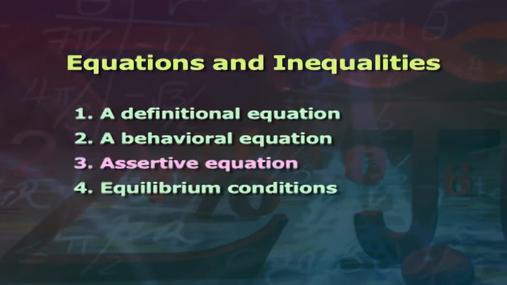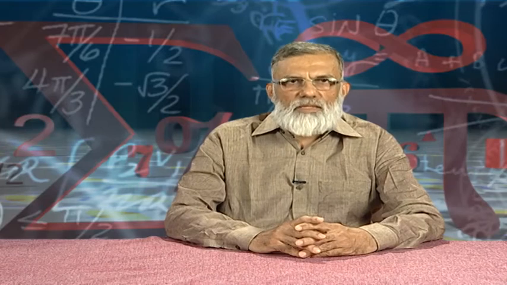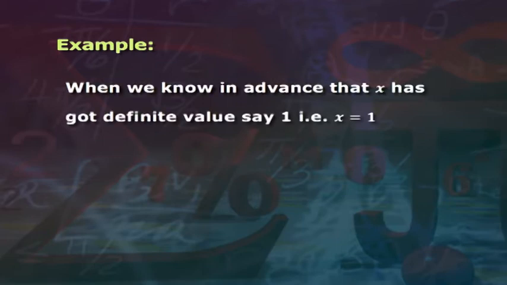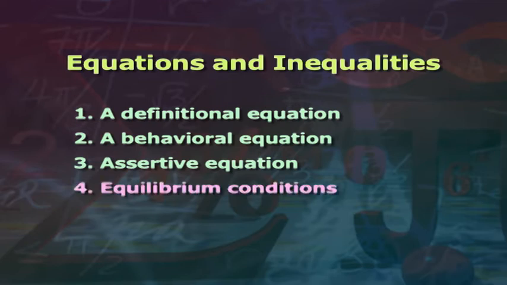3. Assertive equation. Here, in a certain situation, our variables have certain values, and then we say that the arithmetical expression has a certain value. Example: when we know in advance that x has a definite value, say 1, that is if x is equal to 1, then the expression x plus 4 multiplied by x multiplied by x minus 4 multiplied by x minus 3 is equal to 30.